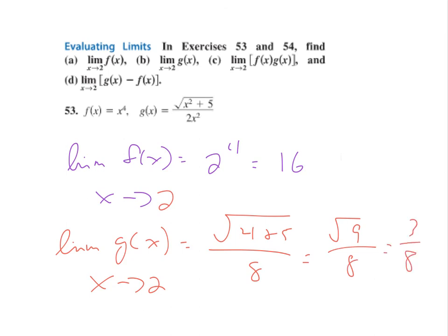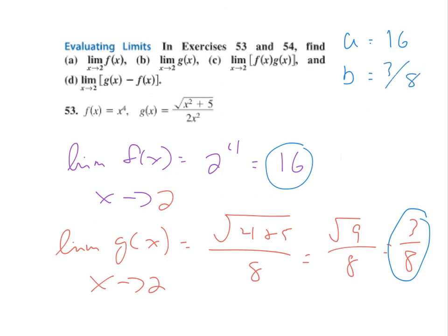So the limit of f of x as x goes to 2 is 16. That's this guy. And the limit of g of x as x goes to 2 is 3/8. So now we can look at this. What would the limit of f of x be? Well, the limit of that is 16. As we look at the limit of g of x, we just said, was 3/8.